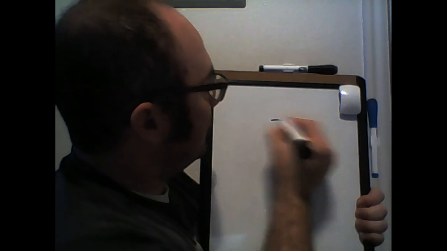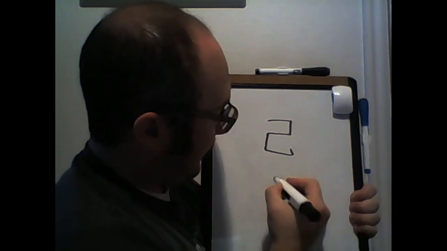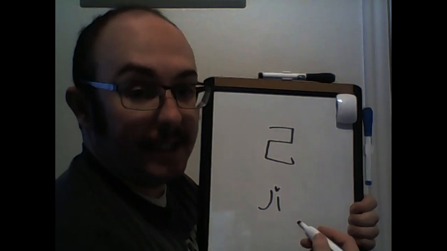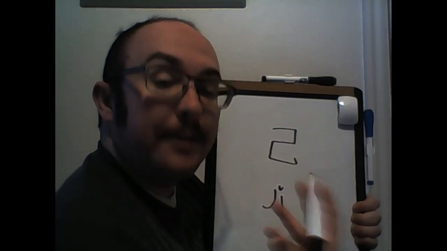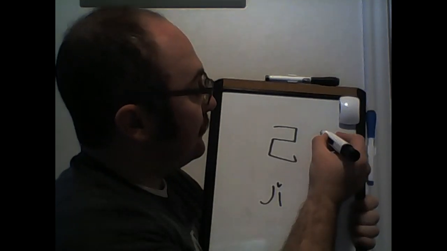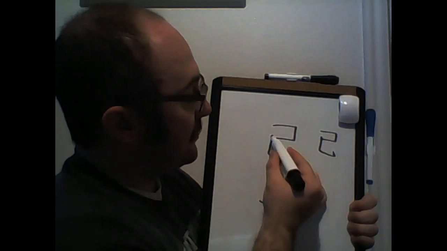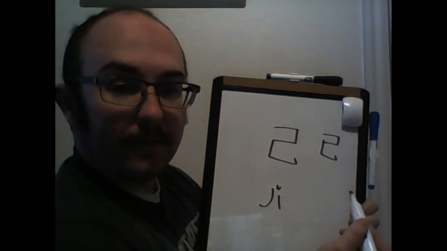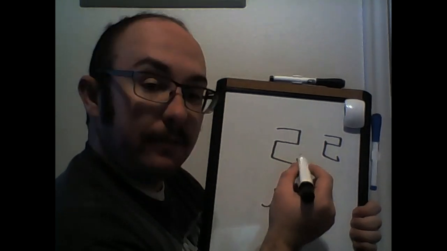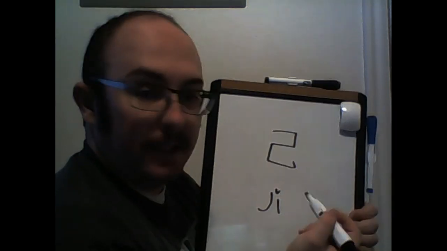All right. Jǐ, jǐ, jǐ means oneself or self. Jǐ, jǐ. Not to be confused with this one. And that's the only difference really between these two, is that little bit right there. But they are different radicals. So jǐ means oneself. This one means already. Okay, so jǐ.